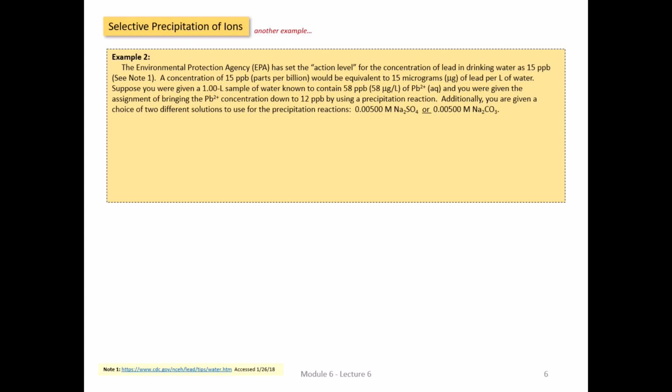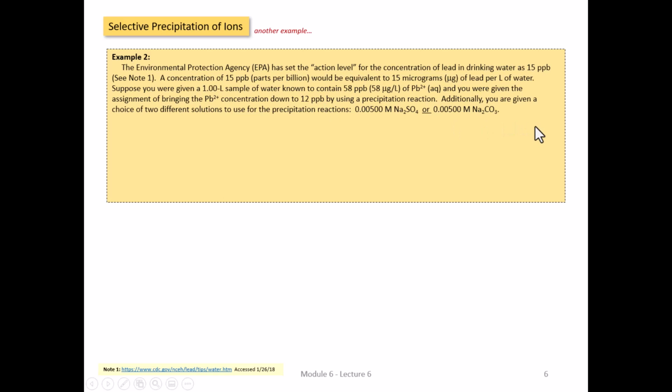58 parts per billion, or in other words, 58 micrograms per liter, and you were given the assignment of bringing the lead 2+ concentration in that 1 liter sample down to 12 parts per billion, which would be below the action level, using a precipitation reaction. In other words, you're looking for an anion that will interact with lead 2+ and form a precipitate and drag that lead ion out of solution, lowering its concentration to 12 parts per billion.